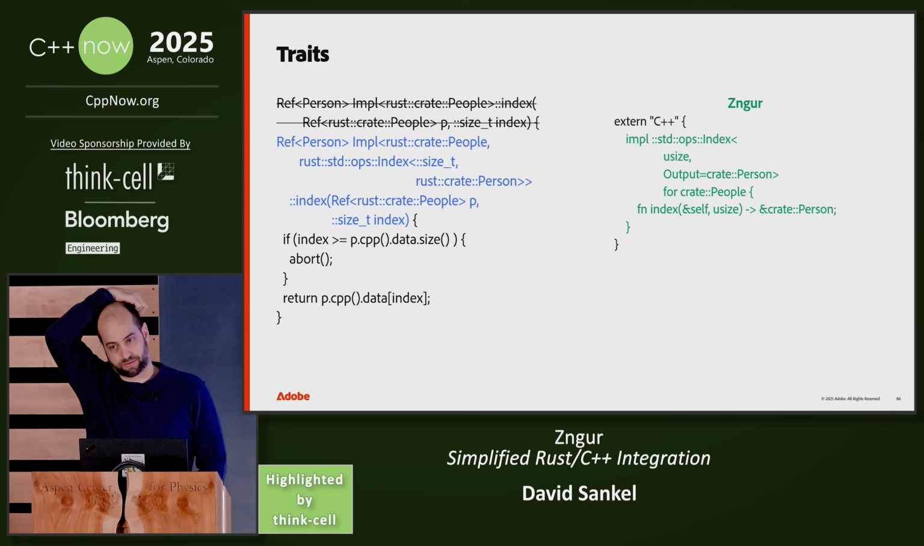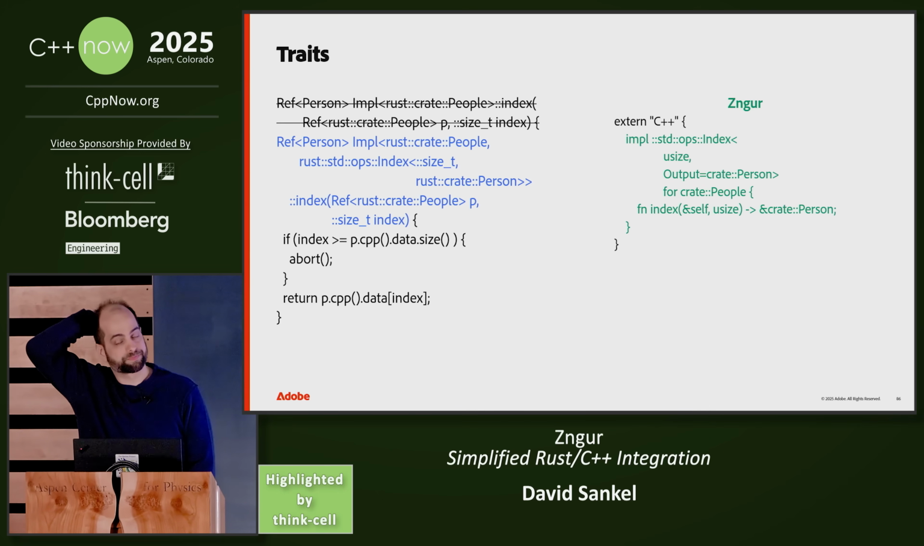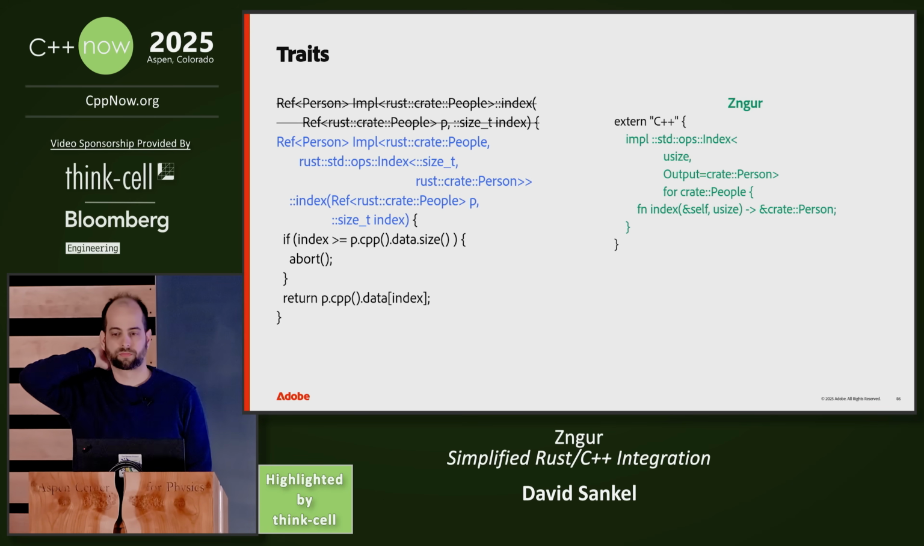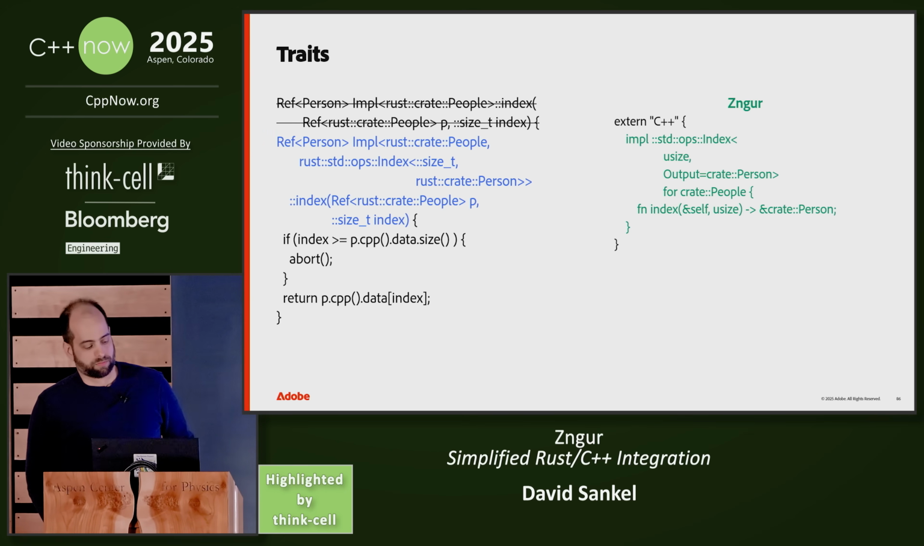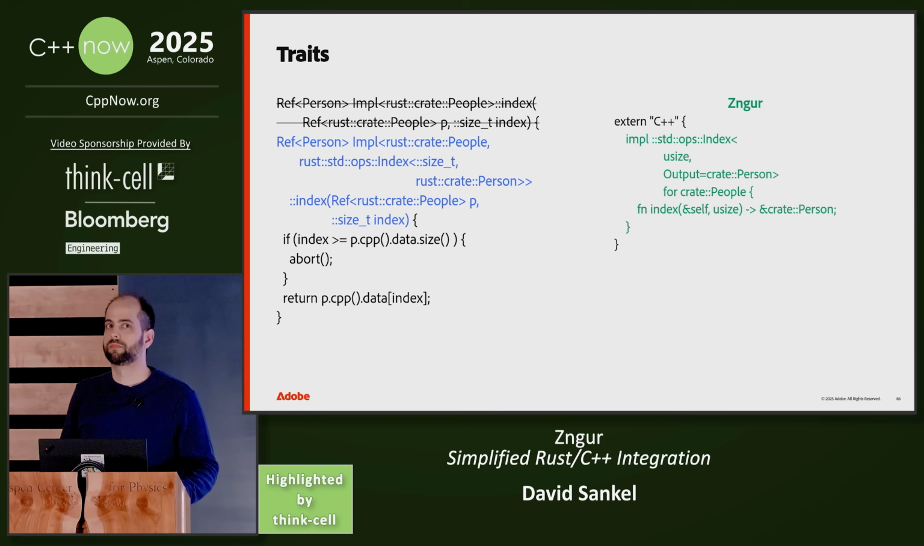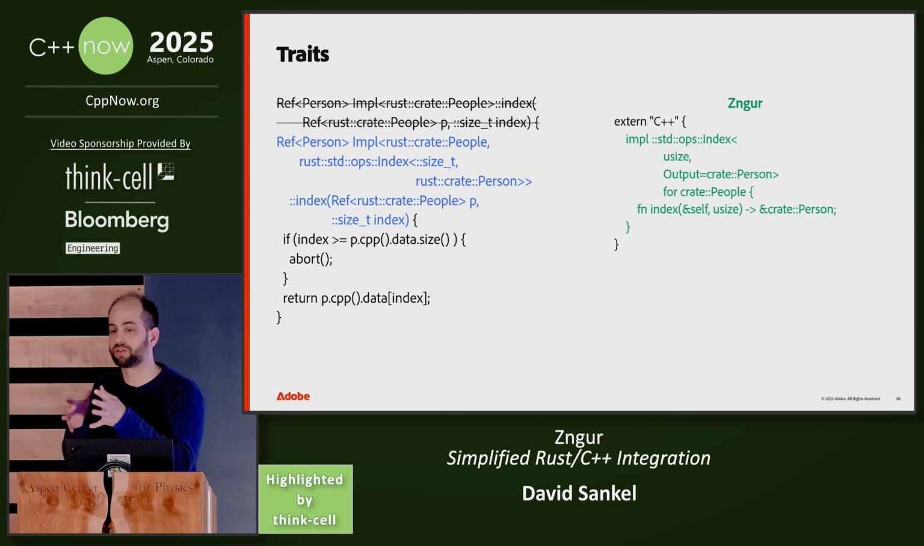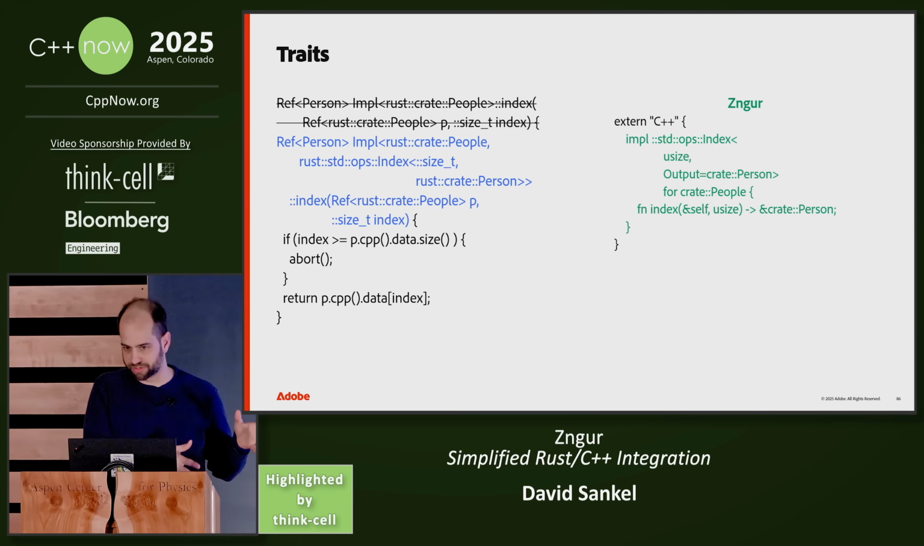Well, I mean, yeah, because of monomorphization in Rust, it seems to me that you could expose a C++ template for your Rust generic in principle. I'm not sure you can do that with the Zngur file. Yeah, I don't know. I'm interested. It's all concrete types, that's how this thing works.